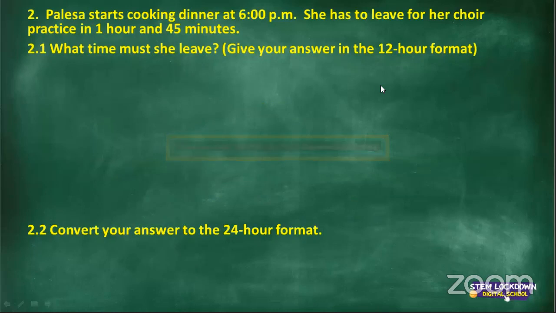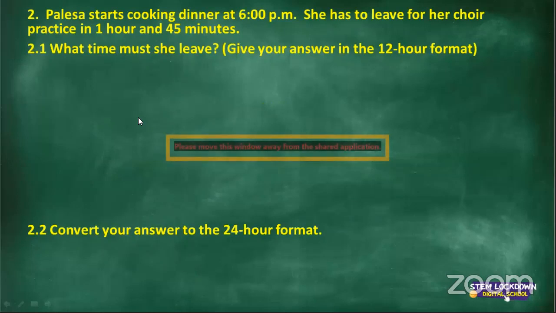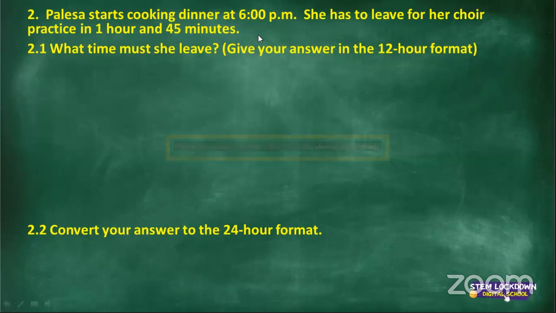Then the second one is Palisa starts cooking dinner at 6 p.m. She has to leave for her choir practice in 1 hour and 45 minutes. What time must she leave? Then the second part of that is we must give our answer in the 12-hour format. So what do we do first? Is there anyone who wants to take us through the steps before I start explaining? Okay, let me move on.